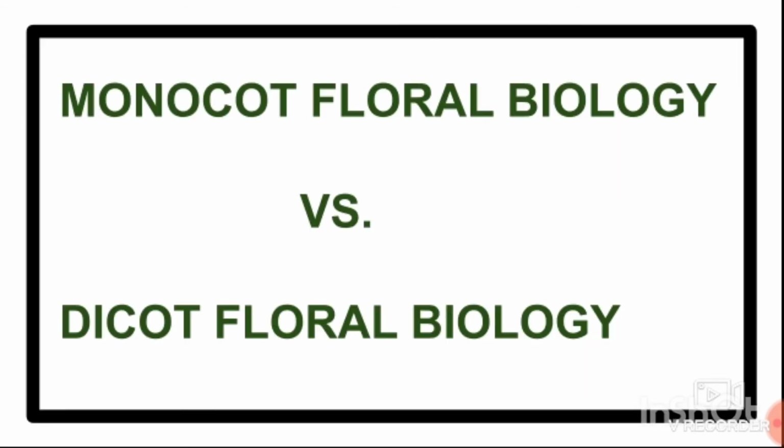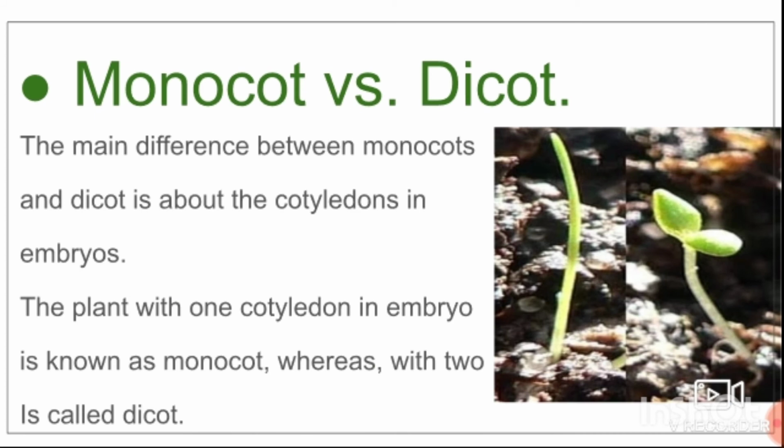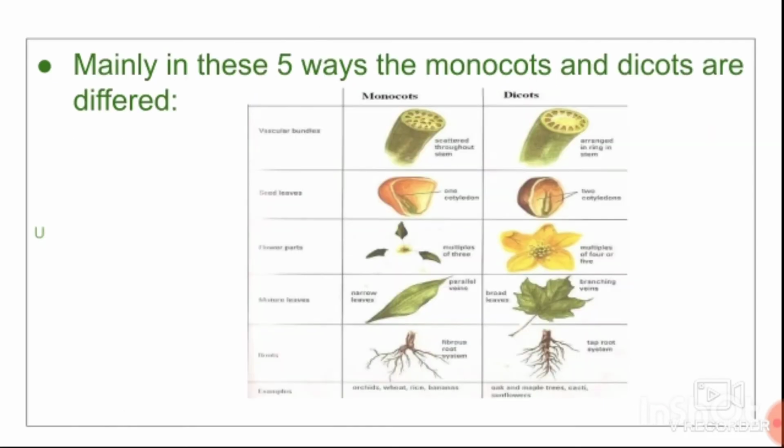So now, the monocot floral biology versus dicot floral biology. So the main difference between monocots and dicots is about the cotyledons in embryos. The plant with one cotyledon in embryo is known as monocot, whereas the one with 2 is called dicot. Mainly in these 5 ways, monocots and dicots differ: vascular bundles, seed leaves, flower parts, mature leaves and roots.